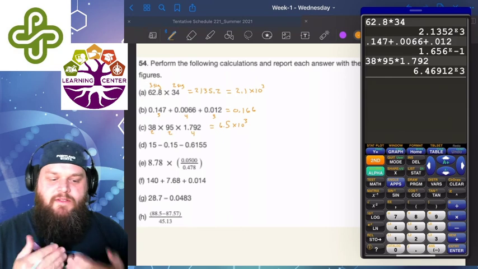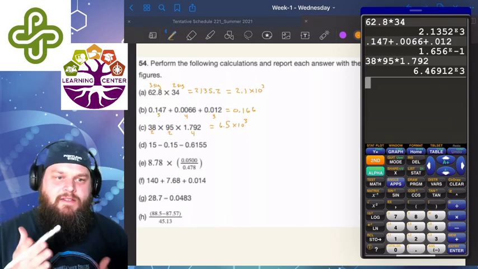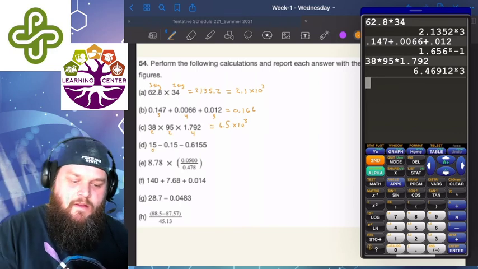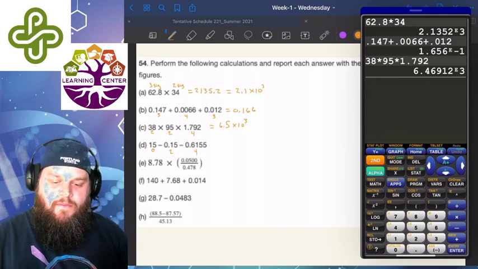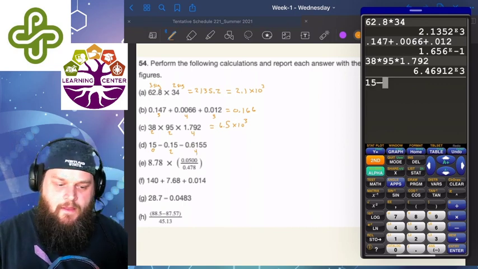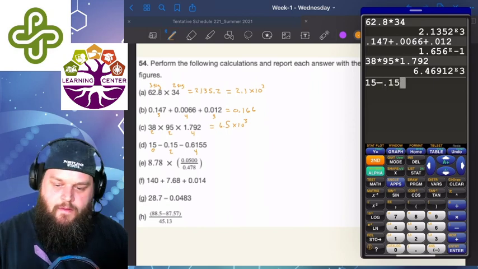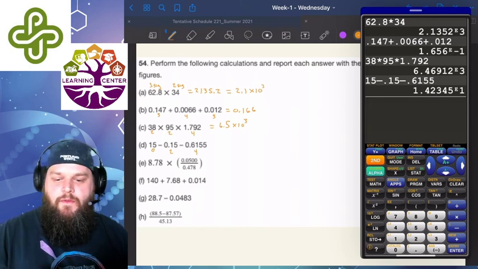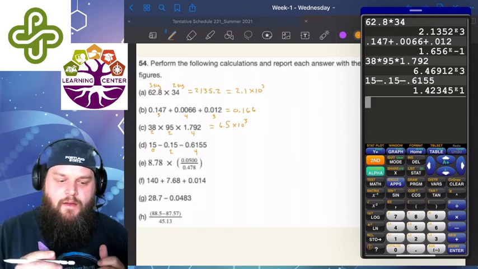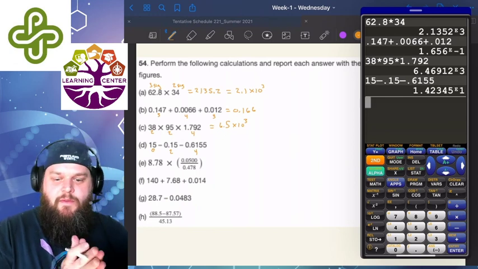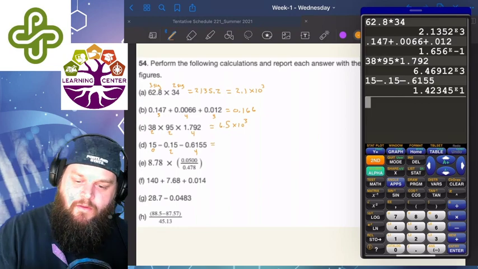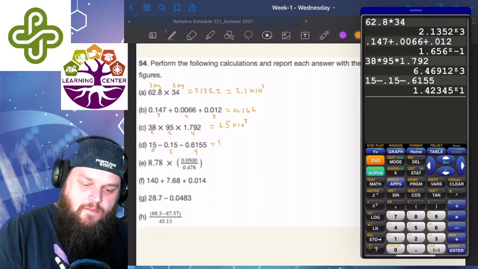The next one uses subtraction. So again, we need to look at the last common significant digit. In this case, we have 0 decimal places for that 15, 2 for the 0.15, and 4 for the 0.6155. So doing the math, with 0.6155, we get 14.2345. Since we have to round at 0 decimal places, we have to round at the whole number. So this is going to equal 14, rounding down to 14.